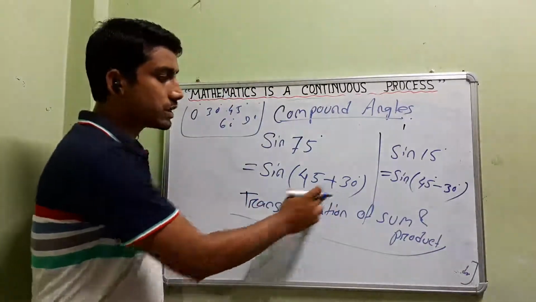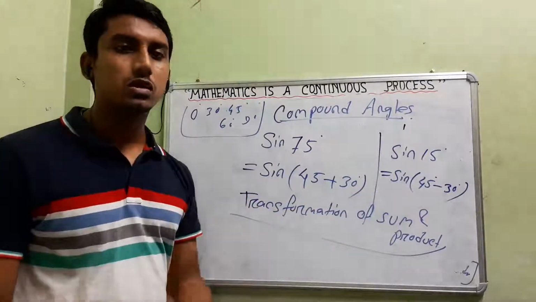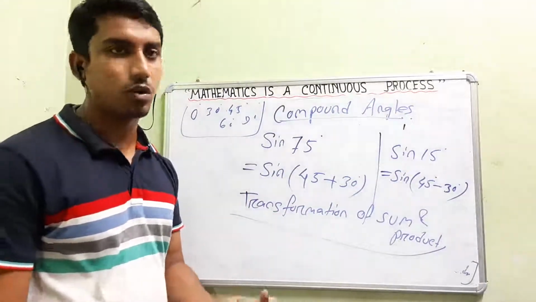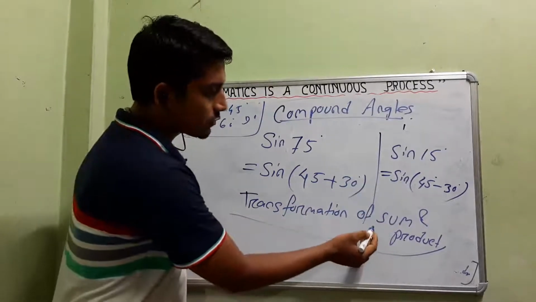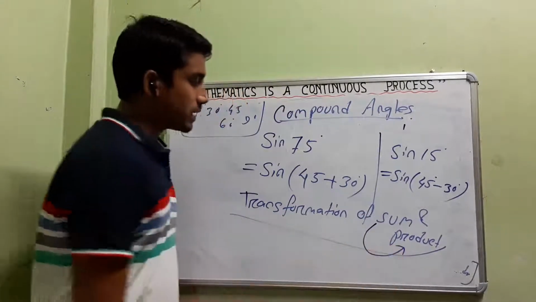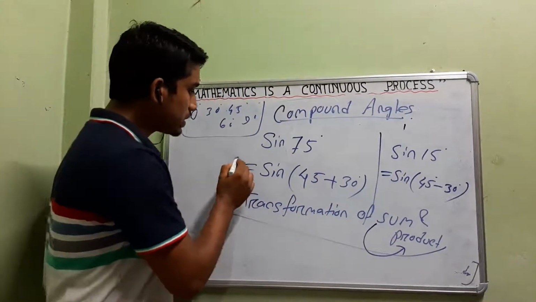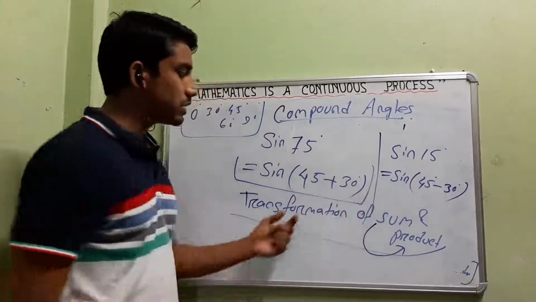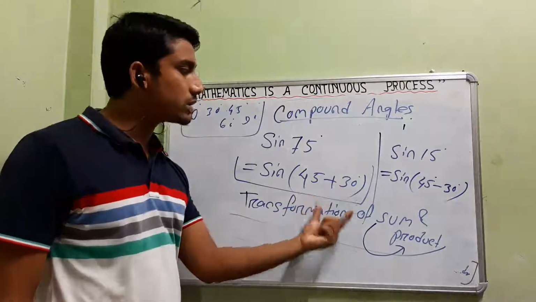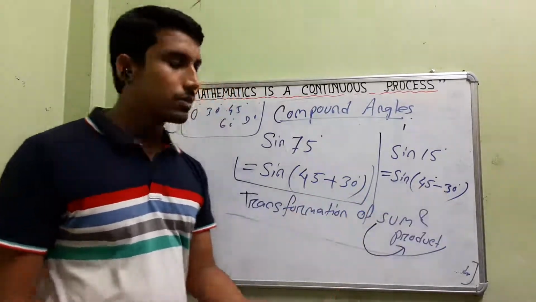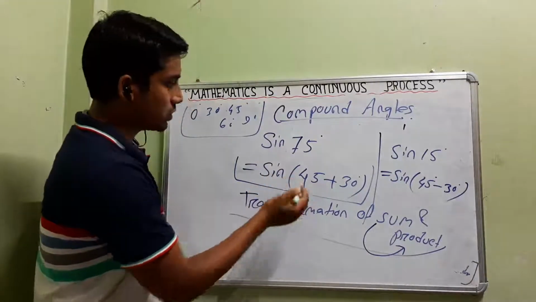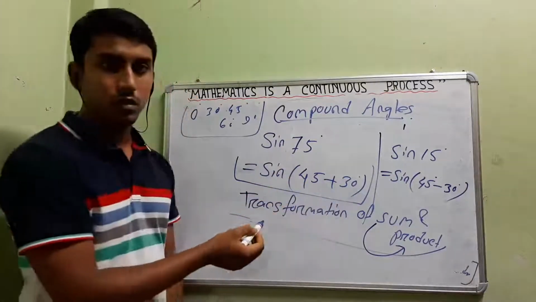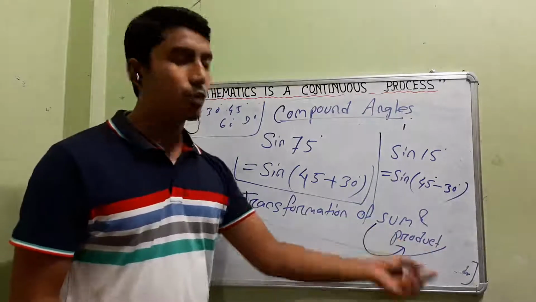This is the sum, you can see. Subtraction is also a special kind of sum, addition only. So transformation of sum and product means we are transforming sum to product. Using the addition concept or the subtraction concept, we are able to break that angle. Now how to get these values, or how to break this one? That can be done using the product.